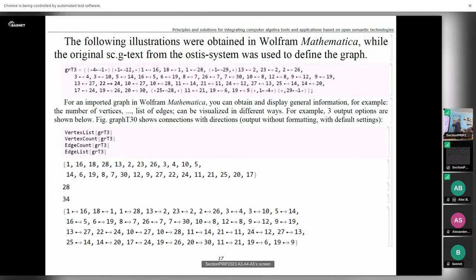That looks like this. This form is suitable for internal representation, but, I think, not for the end user. Yes, it's not very good. So that's the internal representation of our graph. There are vertices and edges between them.